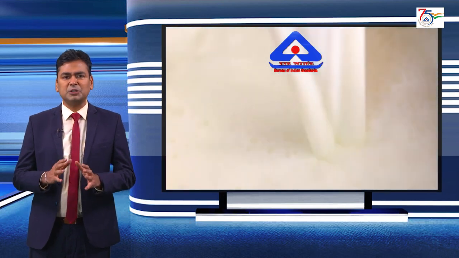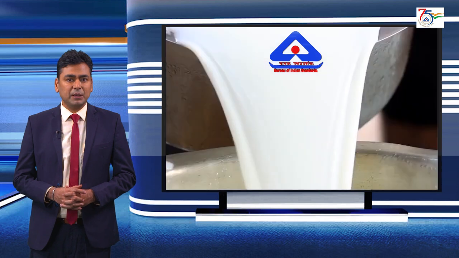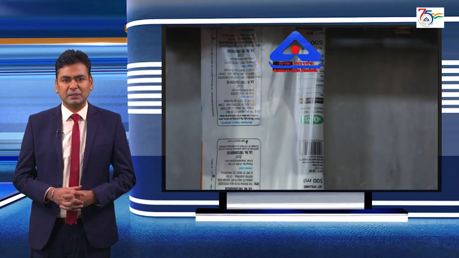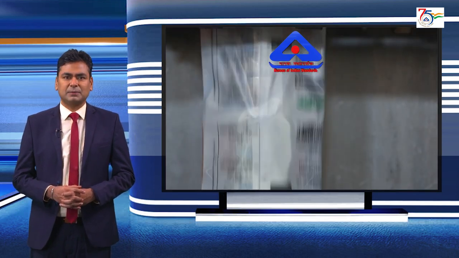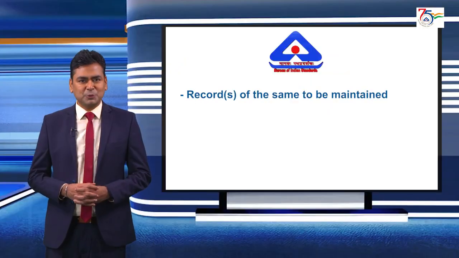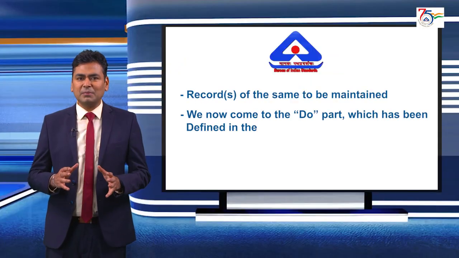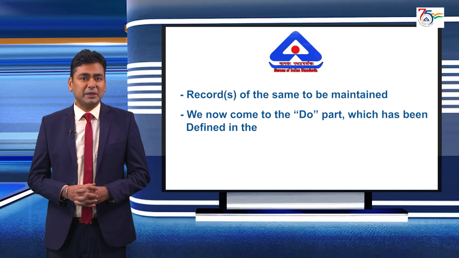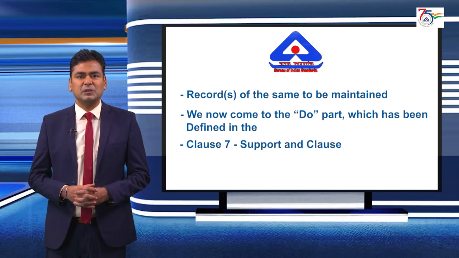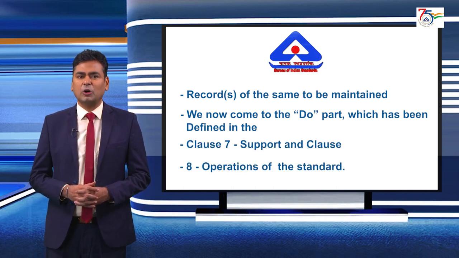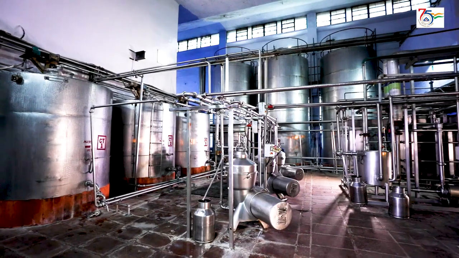All the actions mentioned above so far take the shape of an action plan for the implementation of FSMS. Records of the same are to be maintained. We now come to the do part, which has been defined in Clause 7, Support, and Clause 8, Operations of the Standard.